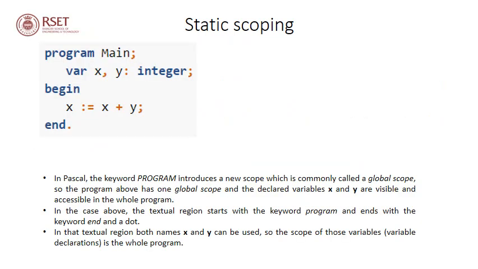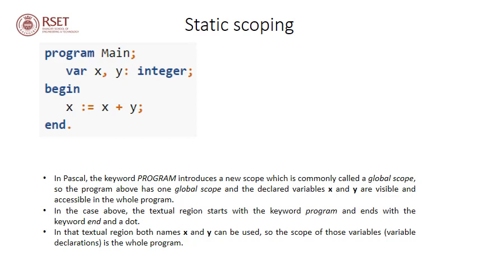Now we'll see why static scoping is also called lexical scoping. So in static scoping, the compiler will check for the scope of a variable in the current subroutine or block. If it is not present there, it will look for the global scope. Now look at this example Pascal program. In Pascal, the keyword program introduces a new scope which is commonly called a global scope. So the program above has one global scope, and the declared variables x and y are visible and accessible in the whole program.